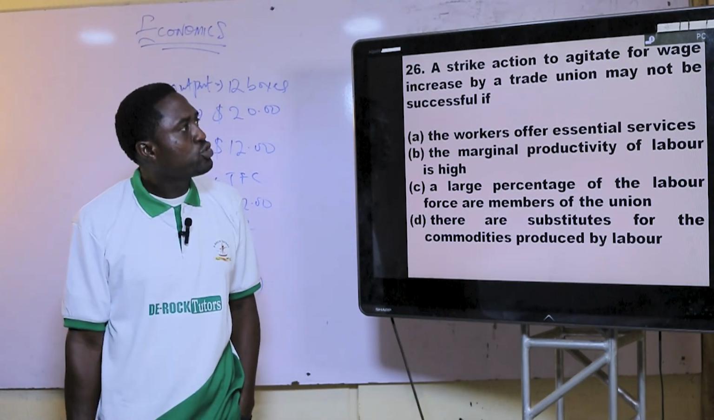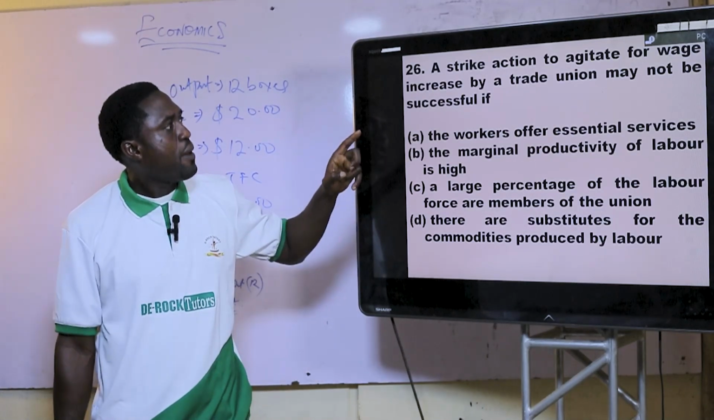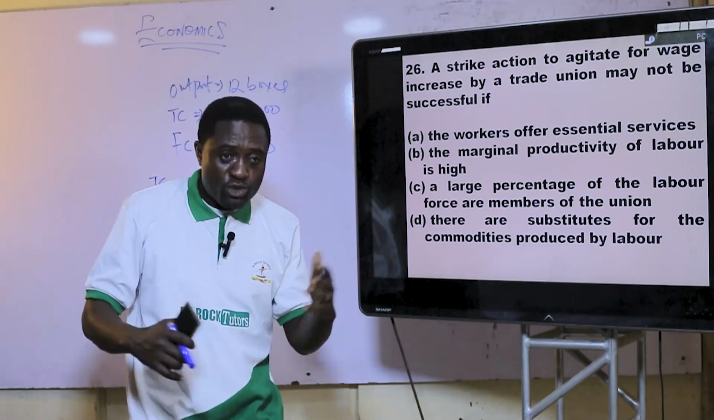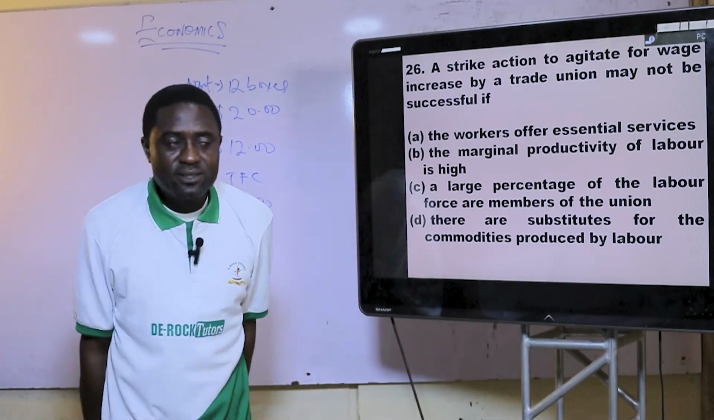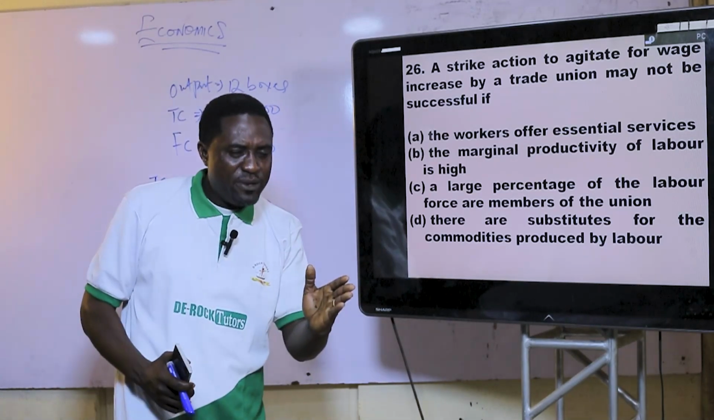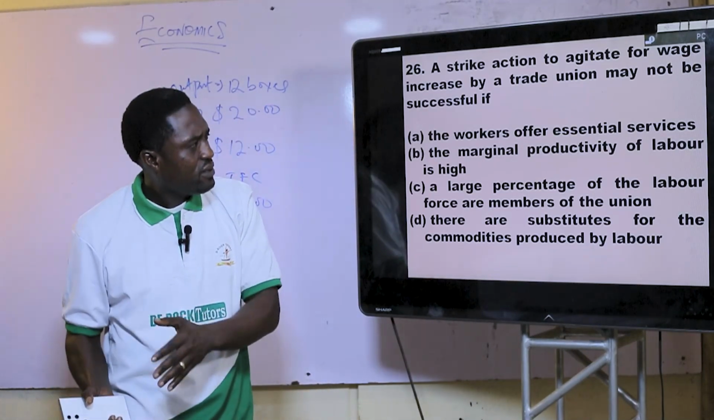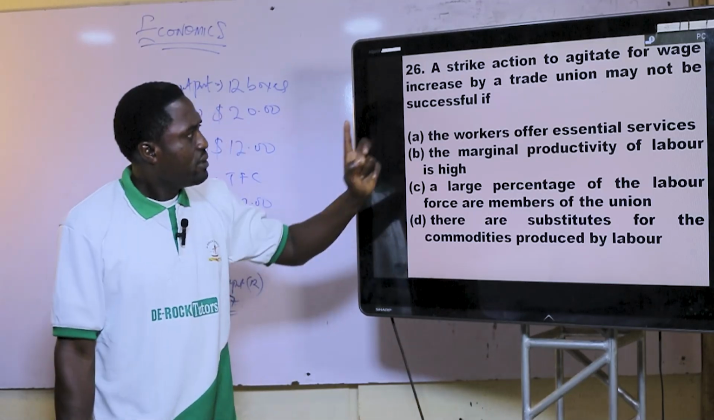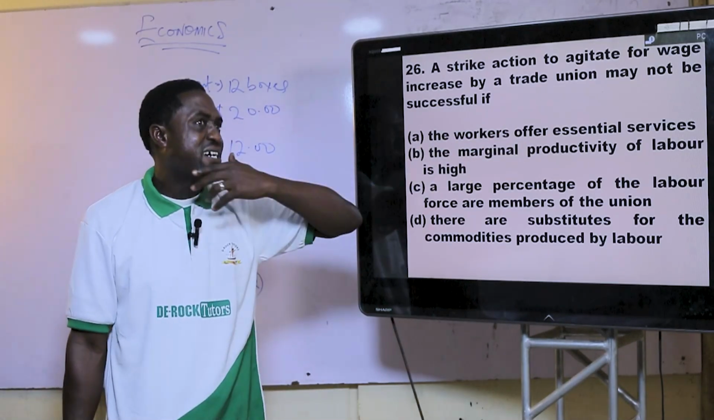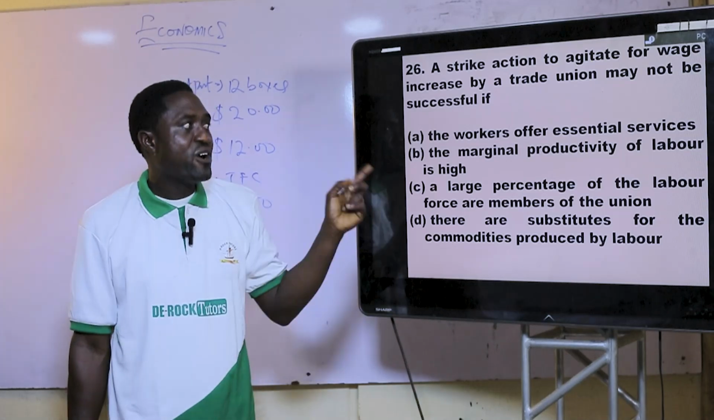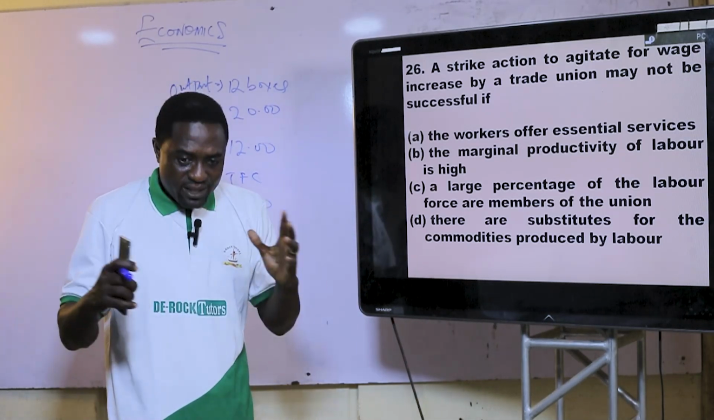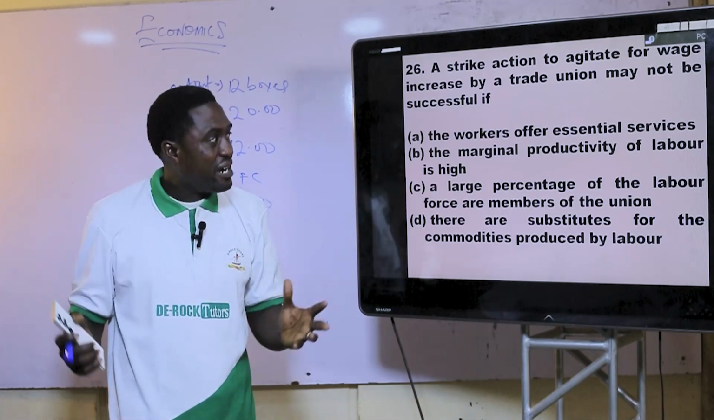A strike action to agitate for wage increase by a trade union may not be successful. Strike, maybe they are not doing well and they decide to strike. Okay, if there is a strike, how will it be effective? How will it not be effective? Let's look at the options. It may not be successful if the workers offer essential services. If they offer essential services, it will be successful, no? Because the activities in the economy will be grounded.